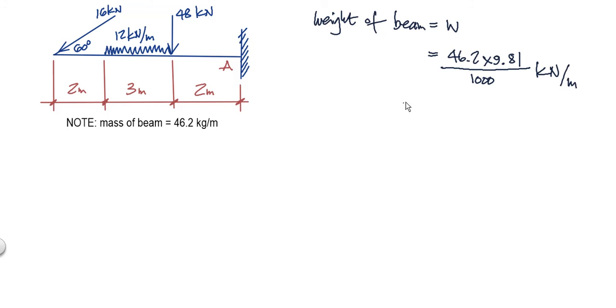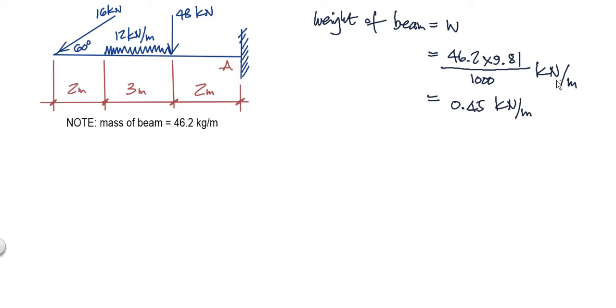So let's work it out. 46.2 times 9.81, divided by 1,000, and I'm going to say it is 0.45 kilonewtons per meter. Okay, so there's the mass times g divided by 1,000 gives us so many kilonewtons per meter.